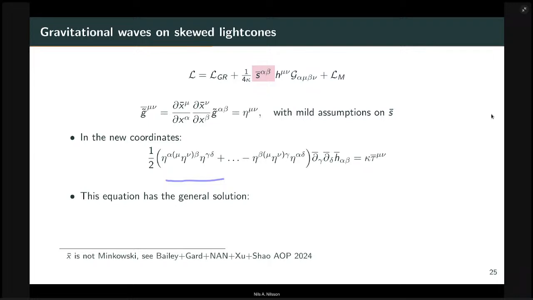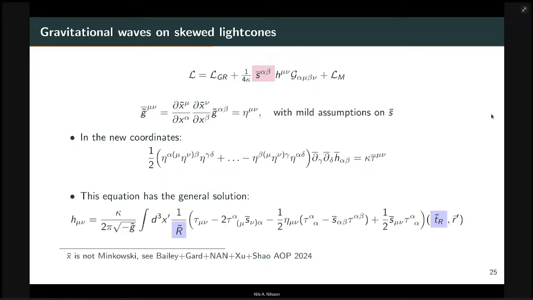So you solve this problem. I'm not going to show the details, but you solve the problem and then you transform back to original coordinates, which is possible to do just using textbook relations for these inverse retarded Green function problems. And you will find this. This is the formal solution for this h mu nu.